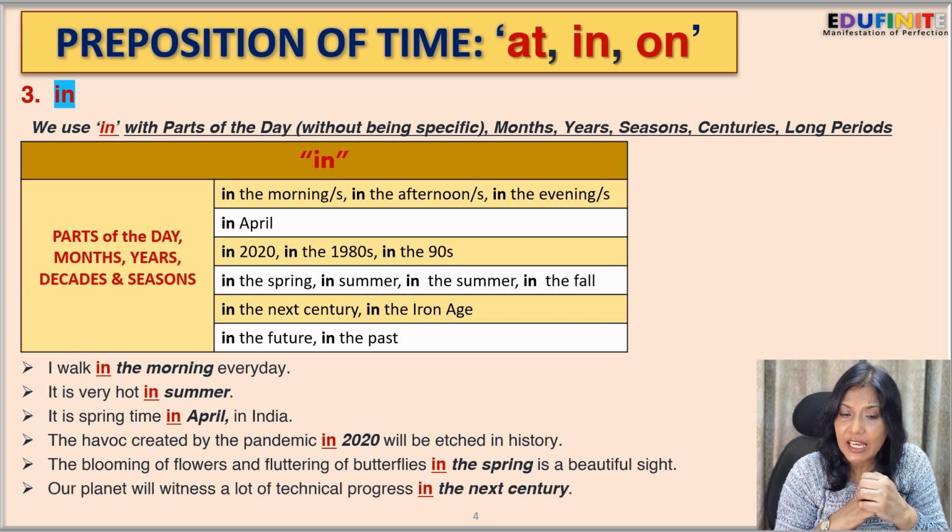Next, our planet will witness a lot of technical progress in the next century. So, yes, technically we are moving very fast. We are moving ahead much faster than what we were maybe 2 or 3 decades back. And as years pass, as this century comes to an end and the next century approaches, many things will be much, much better, and technically will be much, much advanced.